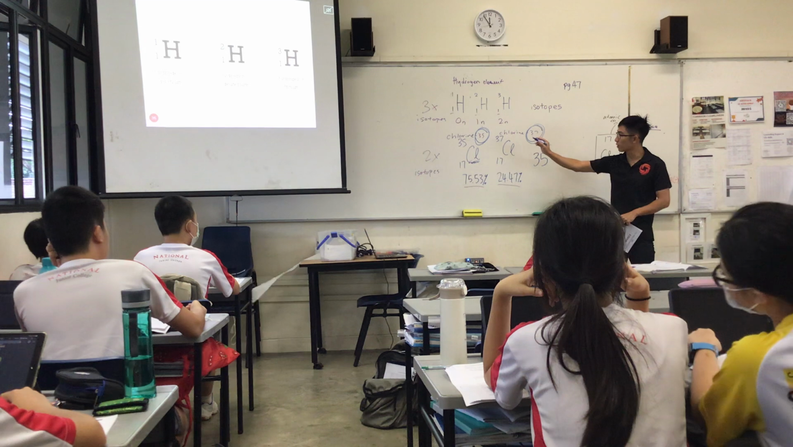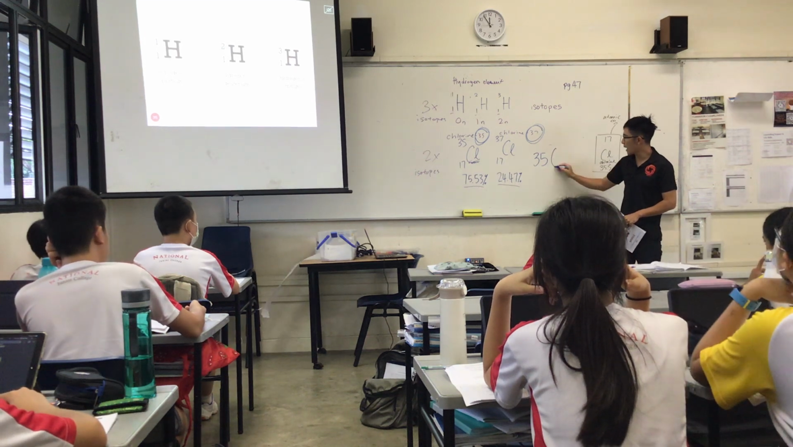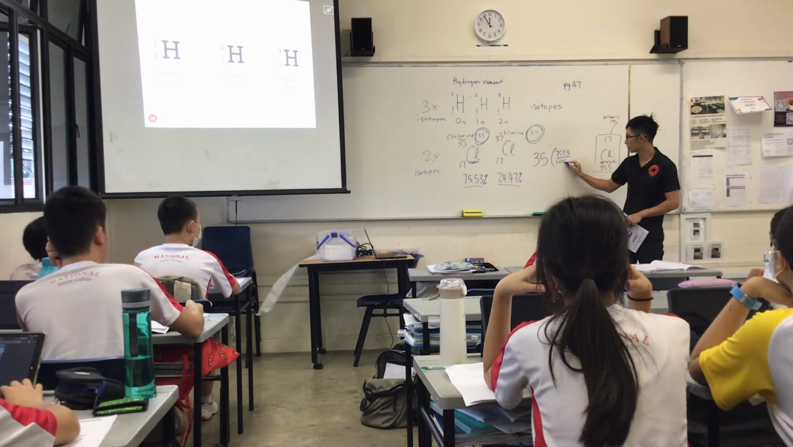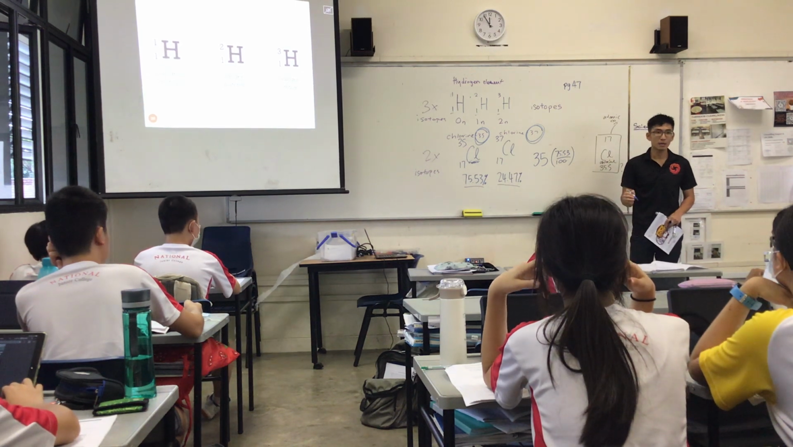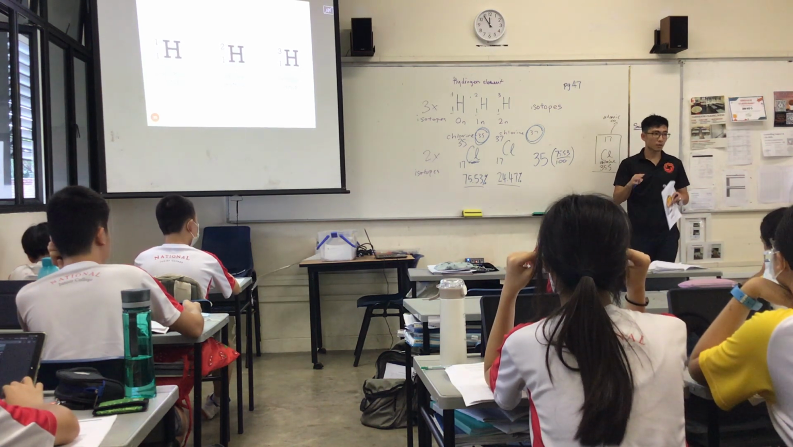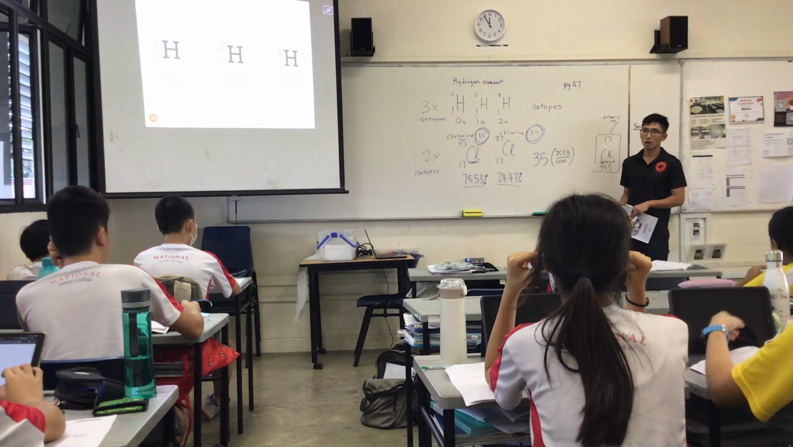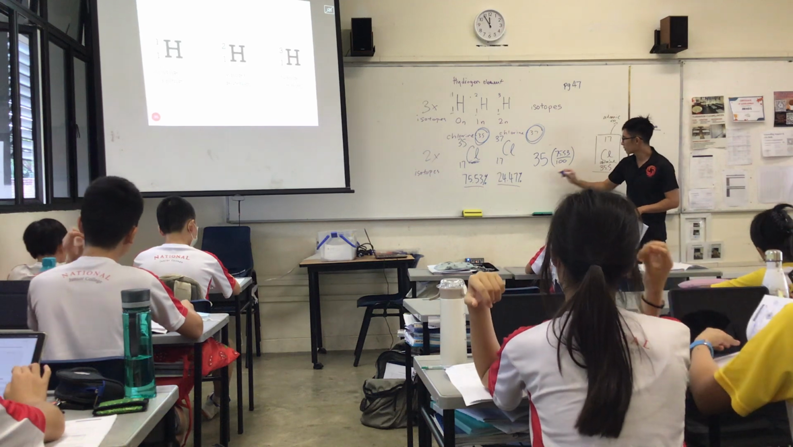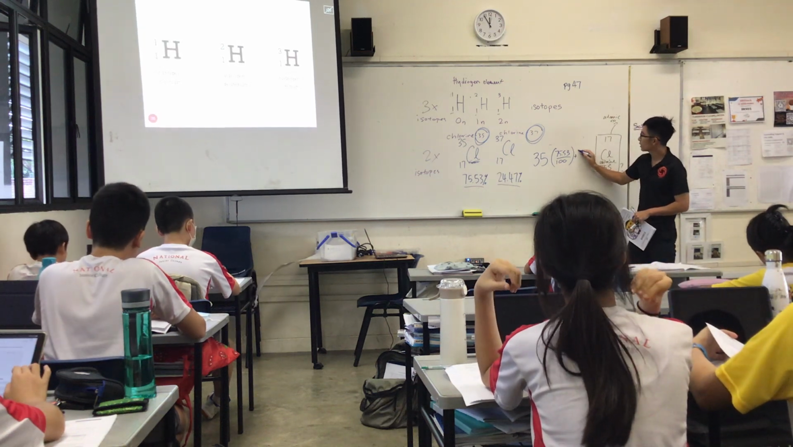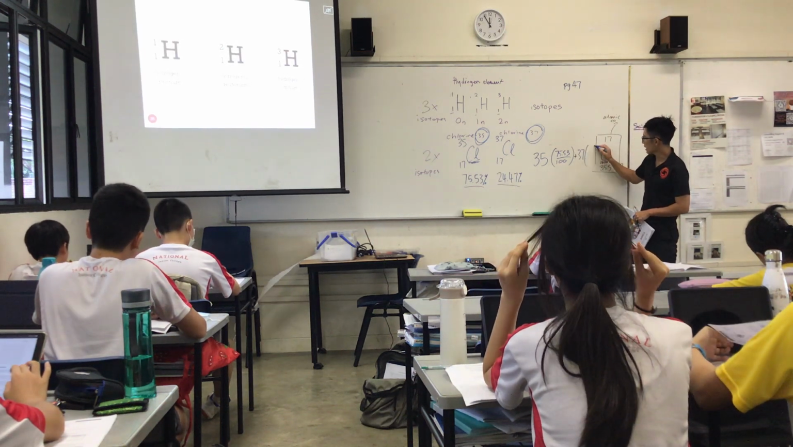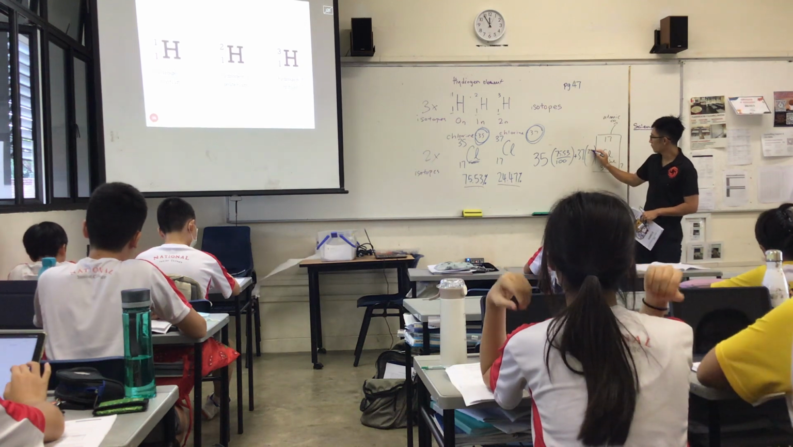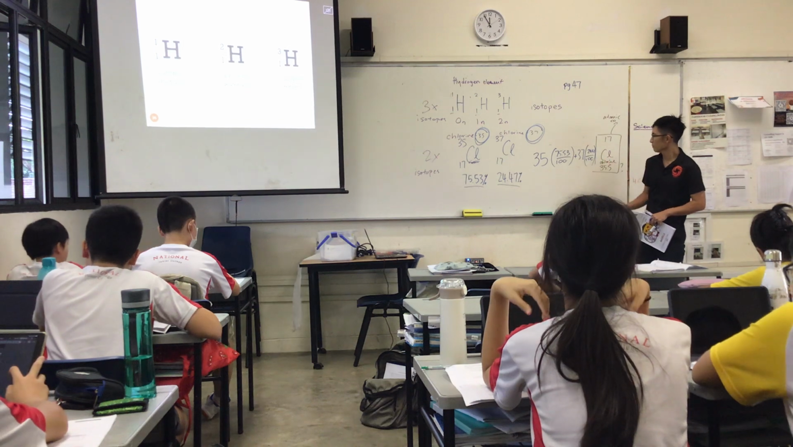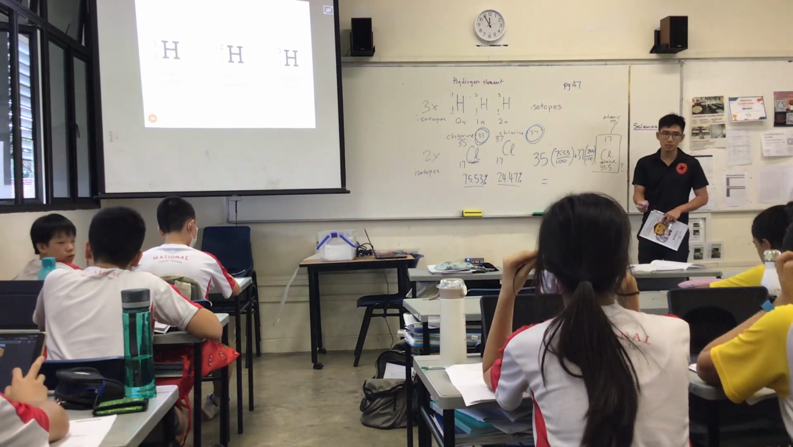So the math goes like that. 35, this is of chlorine 35, multiplied by 75.53 divided by 100. We're trying to find the relative average of the mass. Next, plus 37. Again, I find a percentage. 24.47 divided by 100. Okay, go and do the math. What do you get?